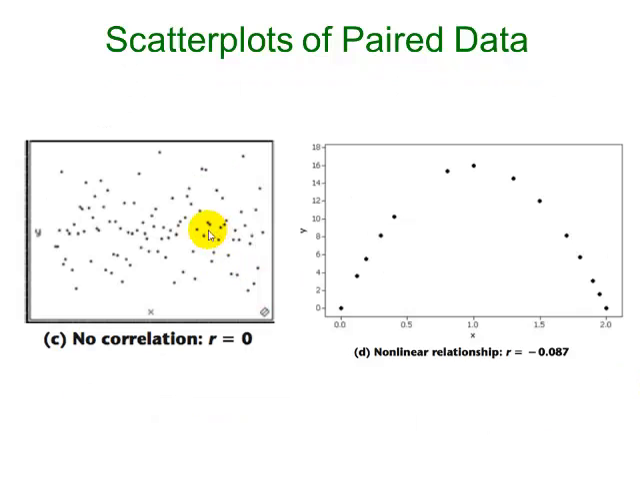Here are a couple more scatter plots. This one you can see the data points are just all spread out, so we'd say there's no correlation, there's no pattern that we can see, and our R value would be 0 or very close to 0. And this one, there is a pattern, obviously, but it's not a straight line pattern. So this is a relationship, but it's not a linear one. So in this one also, our R value would be very close to 0.